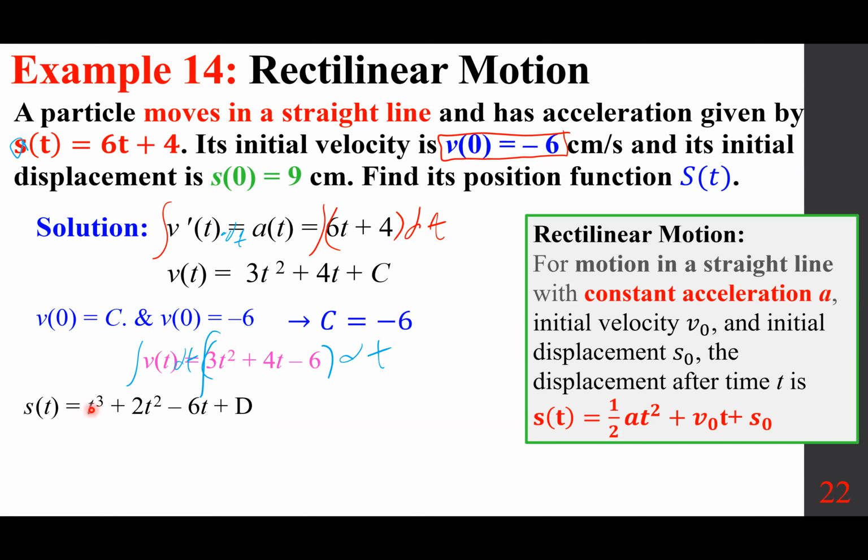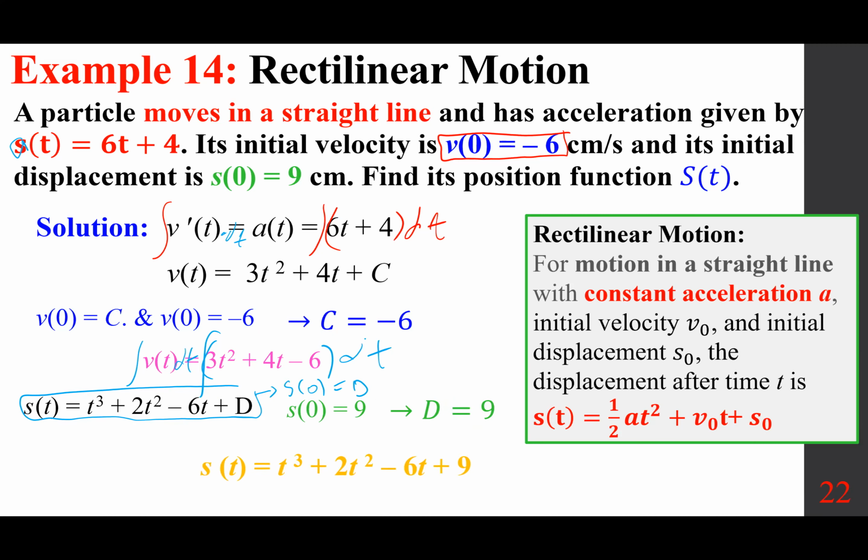So if I place t equals 0 here, s of 0 is d, and s of 0 is 9. Okay, if I plug in 0, I get 9. Also, I get s of 0. If I plug in 0, I get d. So d must be 9, and this is the position function. That's what we were looking for.